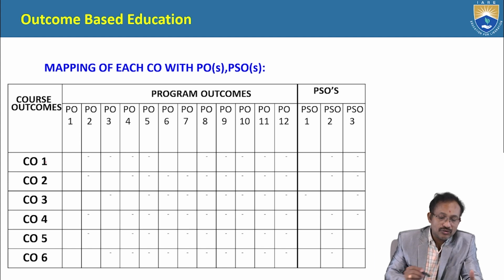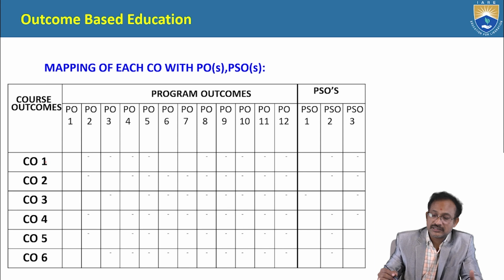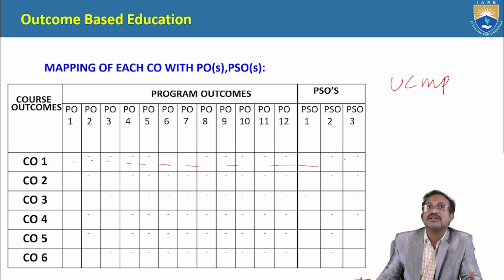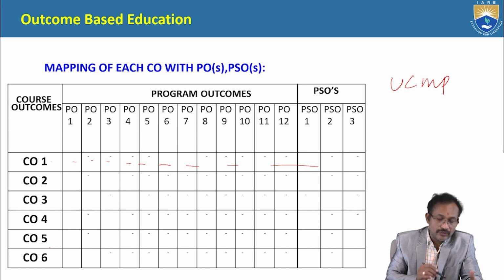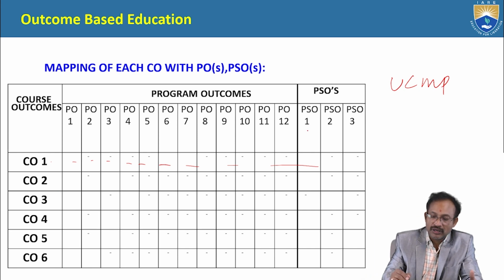Here course outcome 1 of the course UCMP, unconventional machining process, has totally 6 program outcomes. It is not necessary that course outcome 1 should have a relation with all program outcomes. But as a whole, these course outcomes must address as many program outcomes as possible and at least one program specific outcome.